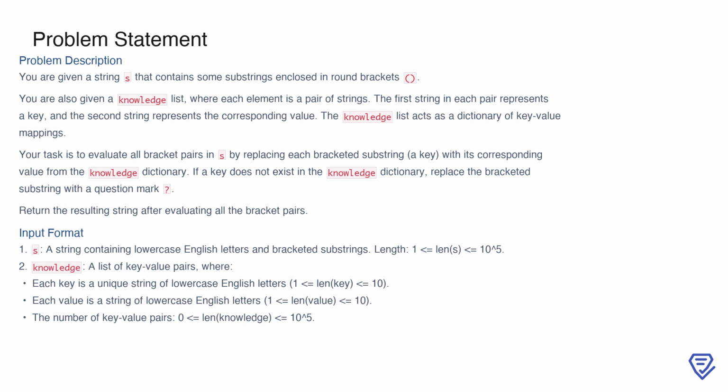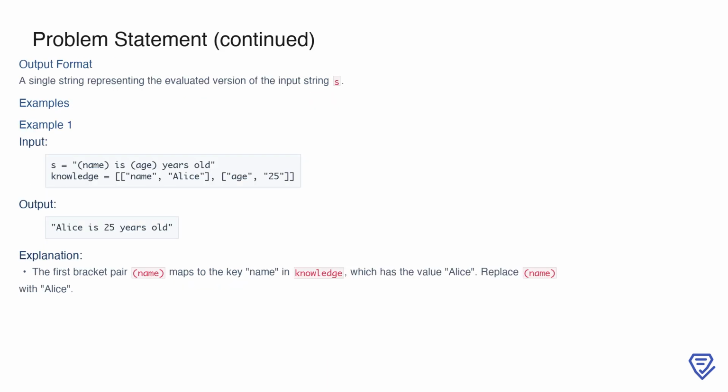If a key inside the brackets does not exist in the knowledge dictionary, you will replace it with a question mark. Finally, you return the updated string after making all the replacements. The input string s can be quite large, up to 100,000 characters, and the knowledge list can also contain a large number of pairs, so efficiency will be important when solving this problem. The output of the problem is a single string that represents the evaluated version of the input string s.